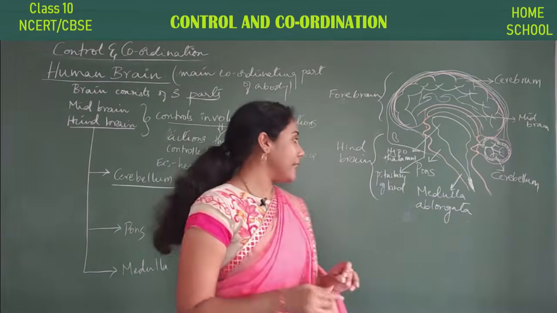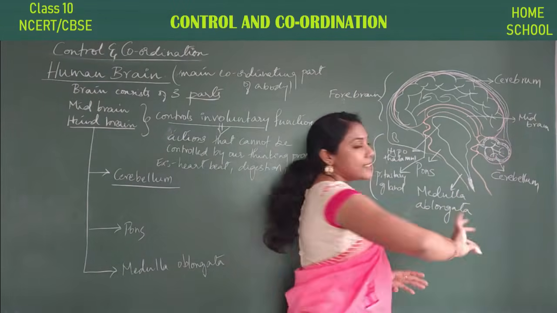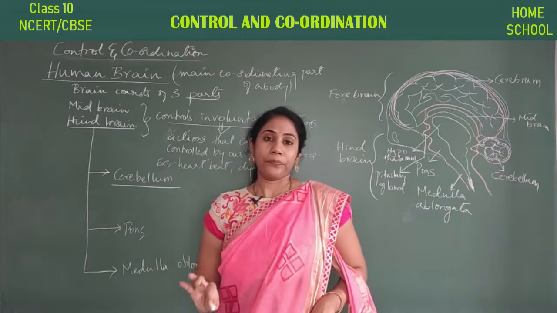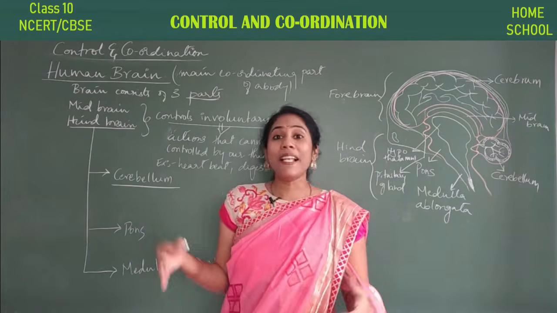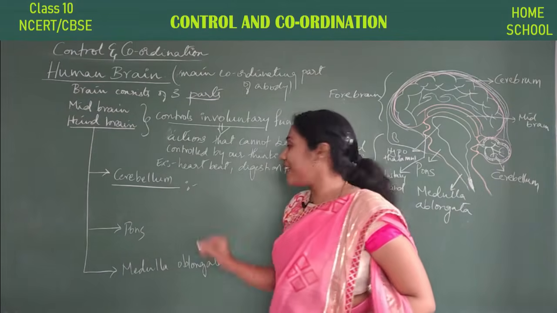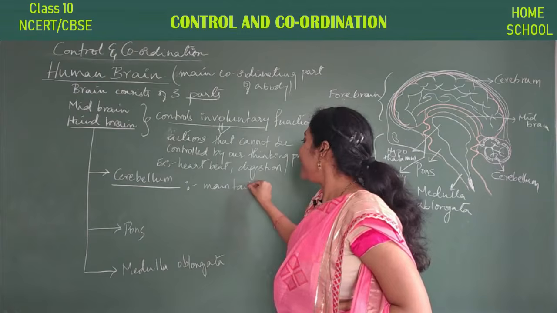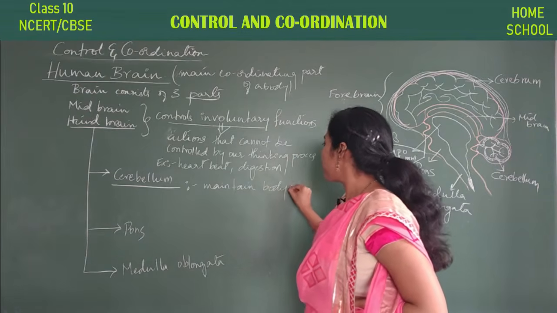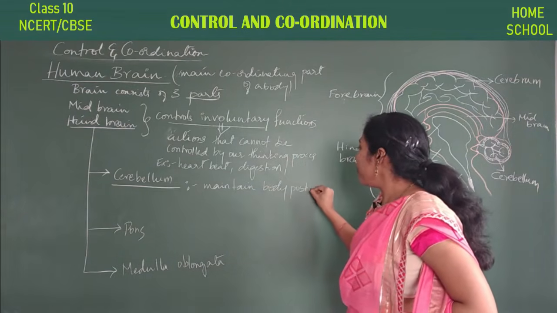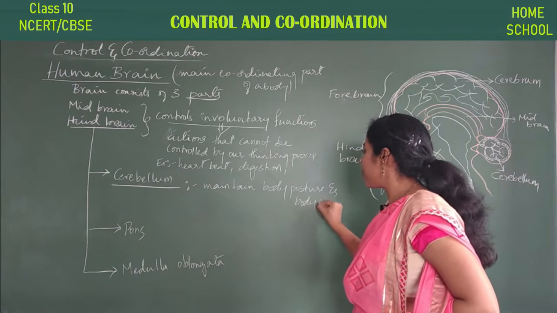What do you mean by cerebellum? See here, this tree-shaped structure is there, no? This is called the cerebellum. So what does the cerebellum do? The main function of the cerebellum is that it maintains body posture and body balance.